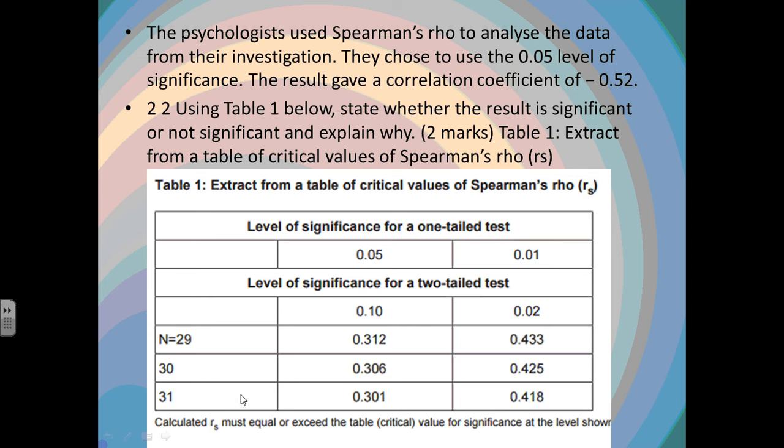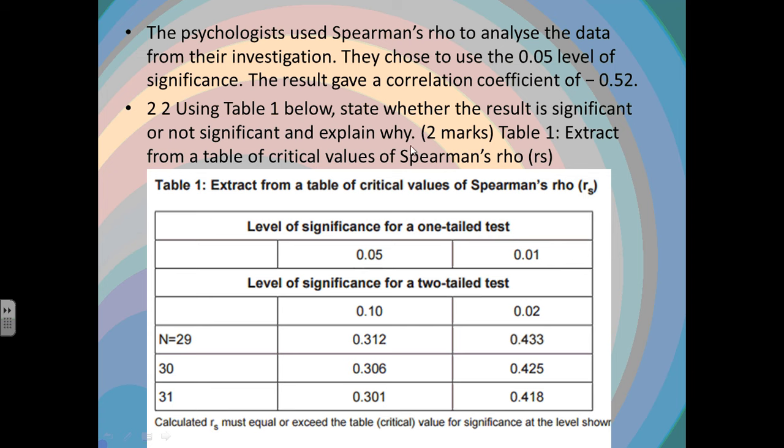Now, at the bottom here it says rs: the observed value must equal or exceed, be greater than, the critical value for significance at the level shown. So at this level, will it be significant? Now 0.52 is bigger than 0.306, so we know it is greater, and therefore it is significant at a probability level of 0.05. The next part is you need to explain why.